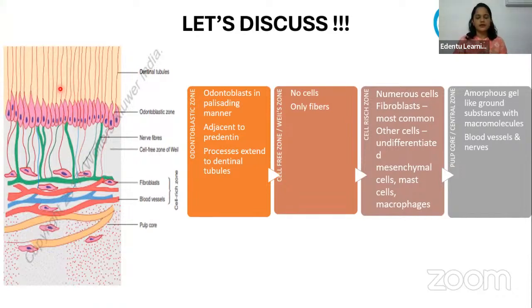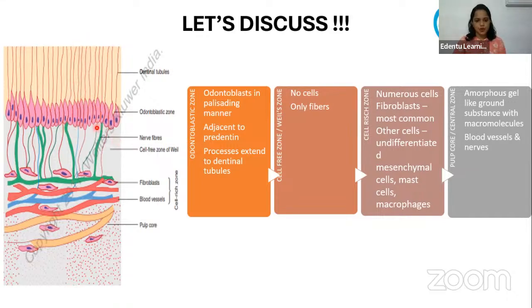This is the image showing the histological zones of the pulp. Here you have the dentinal tubules, and here you have the odontoblastic zone, where you have many odontoblasts lined in a palisading manner, adjacent to the predentine. Like I have already mentioned, just near this you will have the predentine. These odontoblasts have tail-like processes, which extend into the dentinal tubules.